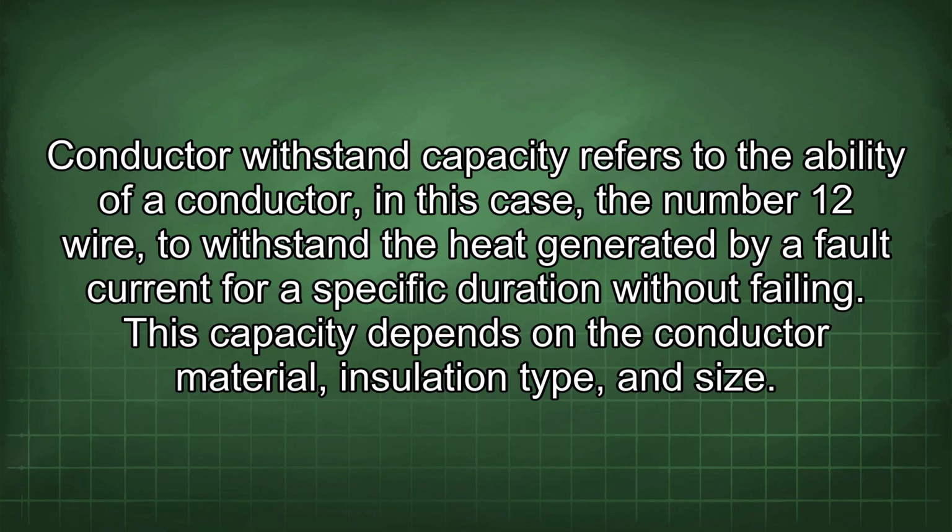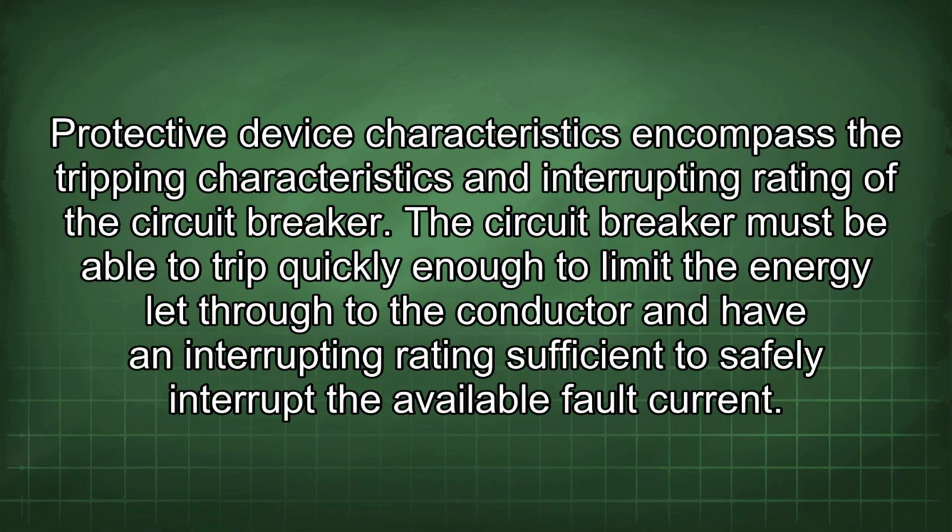Conductor withstand capacity refers to the ability of a conductor, in this case the number 12 wire, to withstand the heat generated by a fault current for a specific duration without failing. This capacity depends on the conductor material, insulation type, and size. Protective device characteristics encompass the tripping characteristics and the interrupting rating of the circuit breaker. The circuit breaker must be able to trip quickly enough to limit the energy let through to the conductor and have an interrupting rating sufficient to safely interrupt the available fault current.